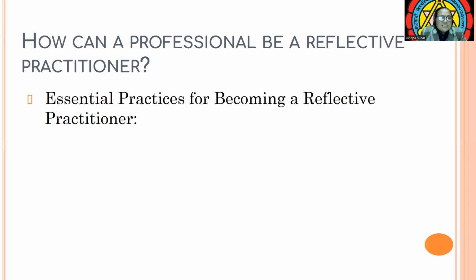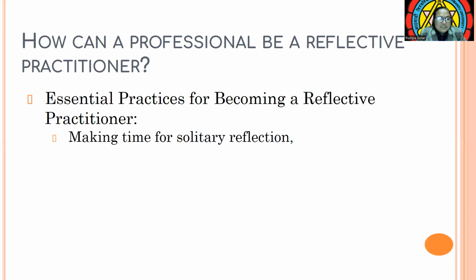So you can see there, the essential practices for becoming a reflective practitioner are, first of all, making time for solitary reflection. Whichever profession you are in, the first thing you need to do is make time for solitary reflection. Until you take the time out, you don't remember what you are doing and you forget things.